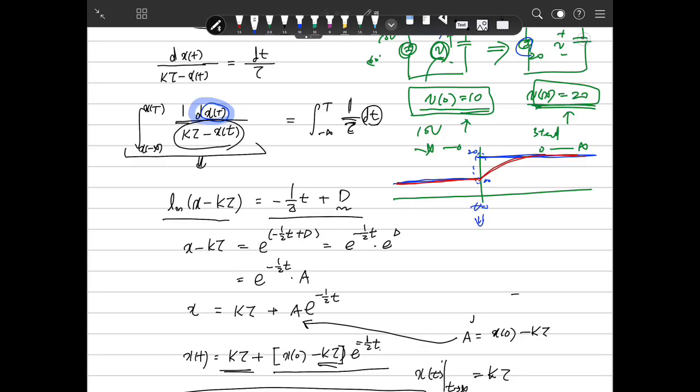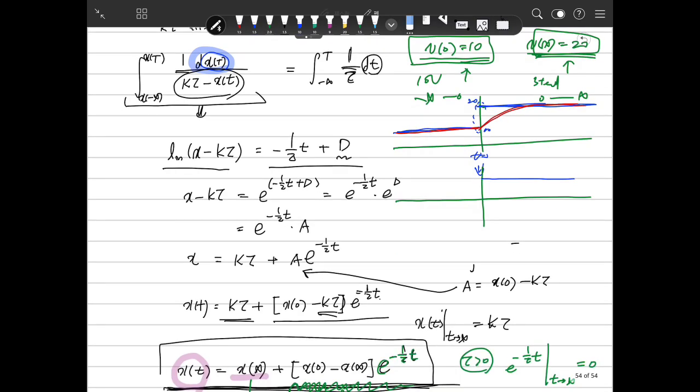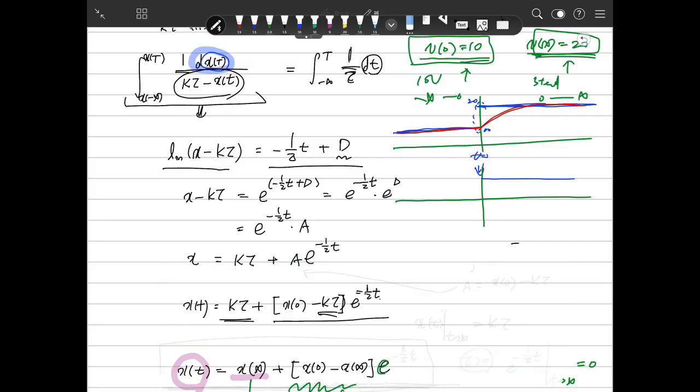Then we can think about this. This is 20 volts here, and there will be some voltage here at 0. Here, this is right here.